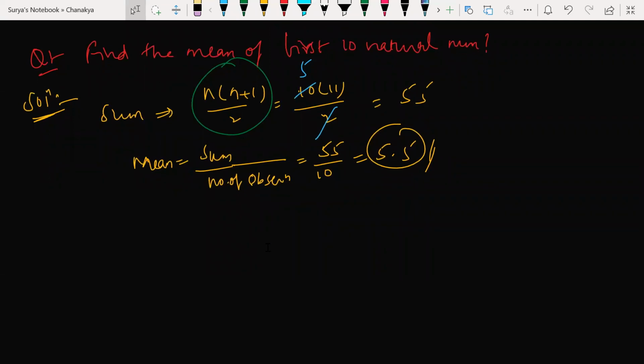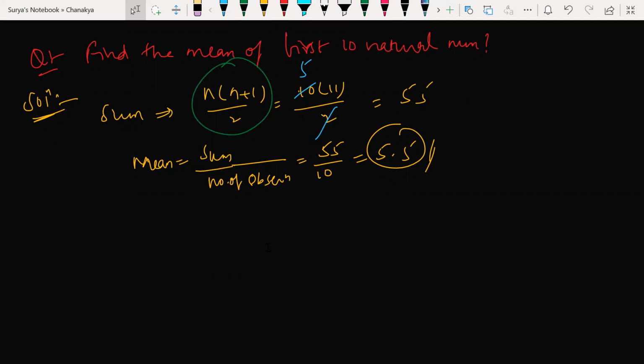Sir, how is it derived? The sum is n into n plus 1 divided by 2. In arithmetic progressions, that's n by 2 into 2a plus n minus 1 into d. And n into n plus 1 by 2 is the sum of n natural numbers formula.